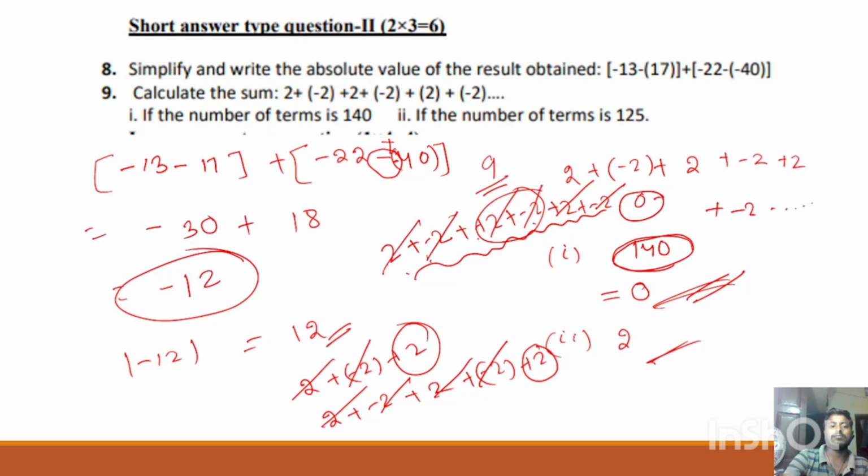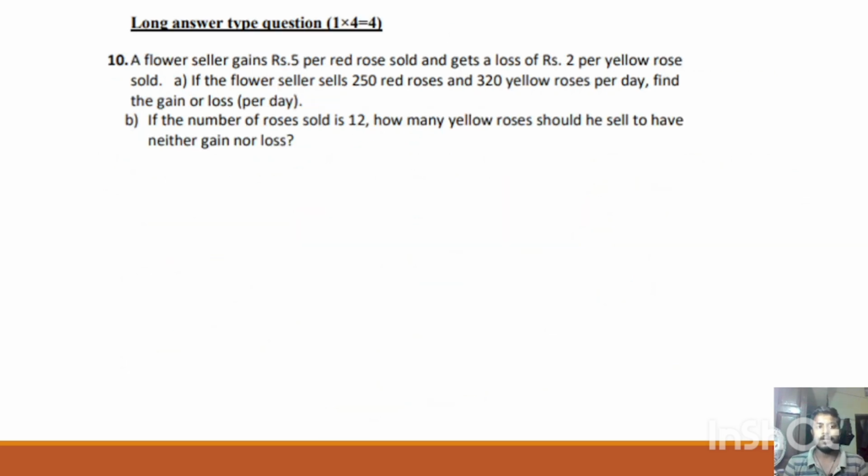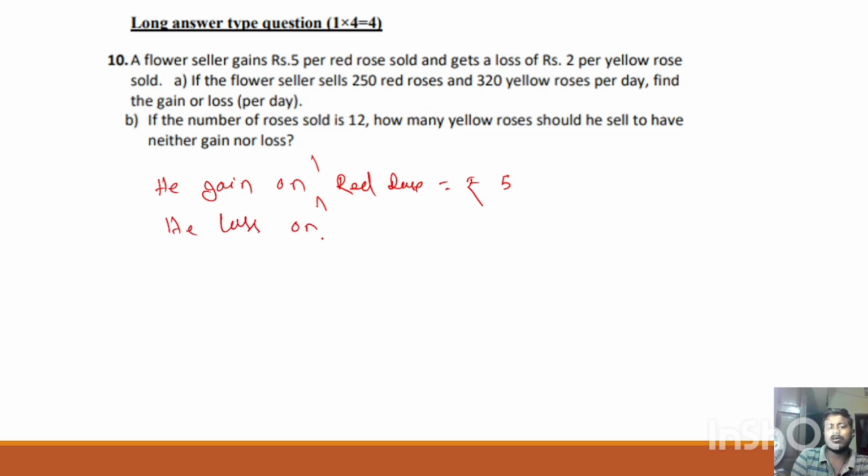Okay, now next question, question number 10. A flower seller gained 5 rupees per red rose sold. Means when he sells, he gains on a red rose is equal to ₹5. Okay, 1 red rose, and he lost on 1 yellow rose is equal to ₹2.